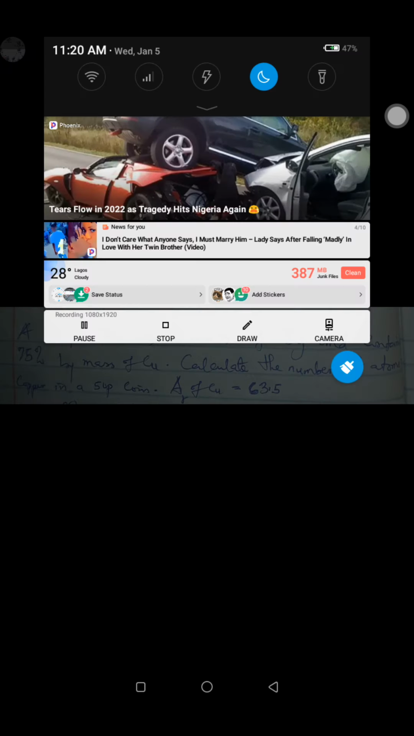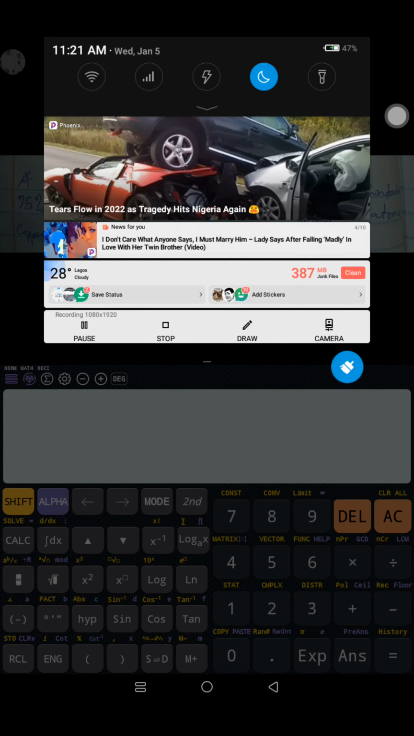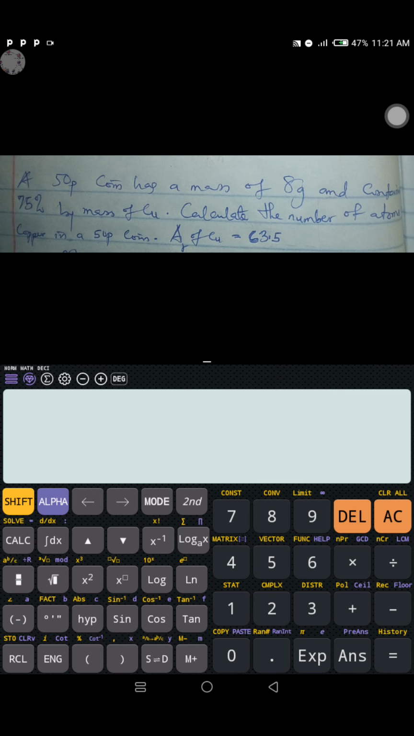Oh, it's not. I have to manually do that. Okay, let me bring out the marker. No, not yet. Now, what I want to do is 75%. 75 will be 0.75. So multiply by 8, and I'll get 6. That means from this data, the mass of copper is just 6. From the question, it's just 6. So we have 6 grams of copper.